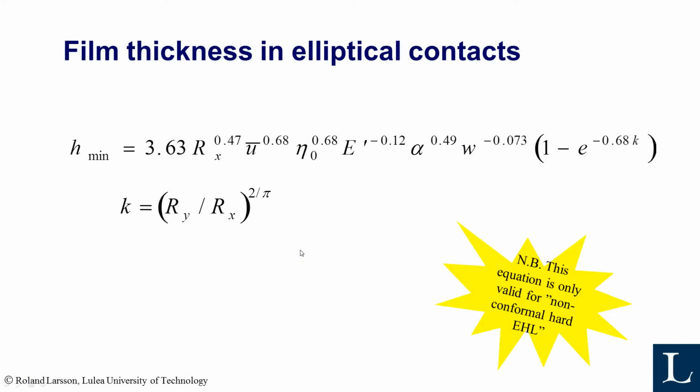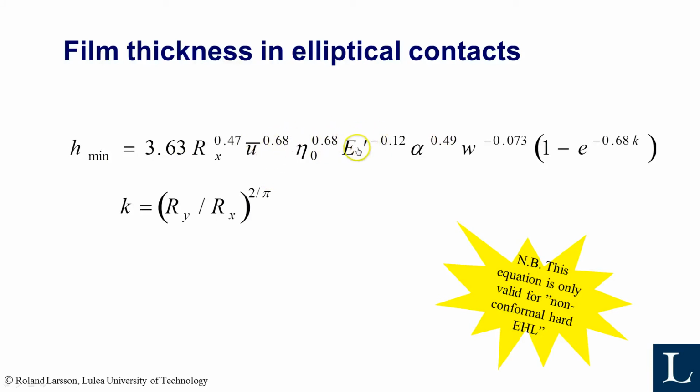You can do the same for an elliptical contact, which is a more general case. Elliptical contact means more or less any shape from a line contact to a circular contact. An elliptical contact is what you typically find in a ball bearing, for example, or maybe in a gear too. And you can see the same type of equation here, with slightly different exponents.